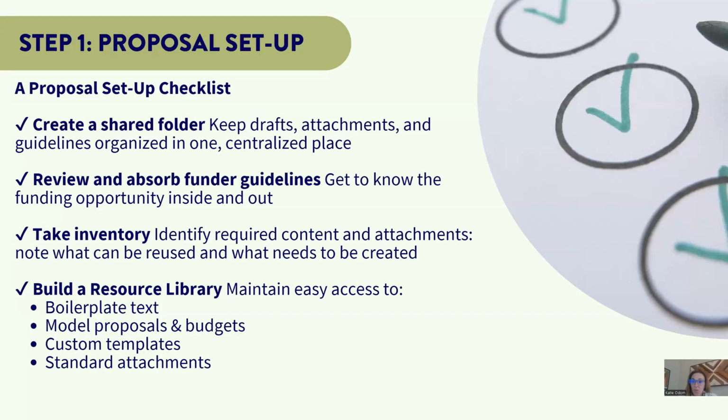a resource library. And one essential component of this is a document with boilerplate text, and that's a single document with commonly requested text on commonly requested themes and topics that can be plugged into different applications with often no or minimal additional editing. And other items in your library could also include proposals and budgets, custom narrative and budget templates, and a folder with those standard attachments that often leave us scrambling right before the submission deadline, and important to keep that up to date and current.